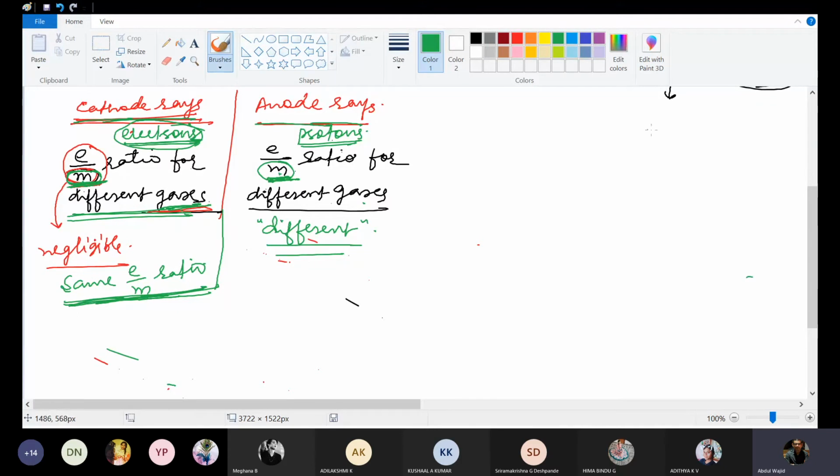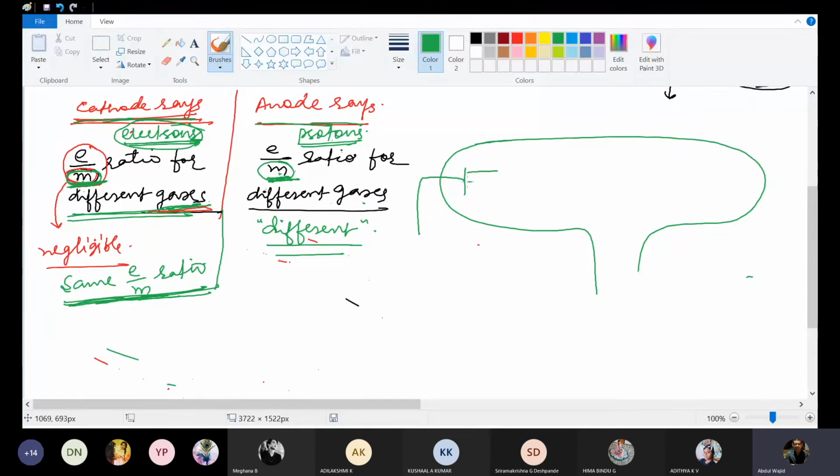See, as I told you that day, this is the discharge tube experiment. From here cathode rays will be originated in the form of electrons. Here gas molecules will be there. These fast moving electrons will bombard these gas molecules and will split them into ions. Those gaseous ions will be positive.